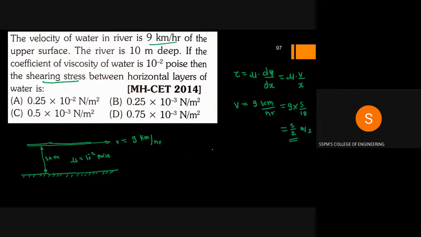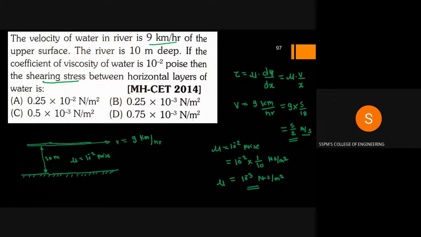Then mu is given as a poise, which is 10 to the power minus 2. So what is 1 poise? 1 poise is 1 by 10th of Newton second per meter square. So 10 to the power minus 2 into 1 by 10th is 10 to the power minus 3 Newton second per meter square. Okay. So we have converted velocity into SI unit, that is meter per second. The multiplication factor is 5 by 18. And we converted viscosity, which is given in poise, into Newton second per meter square.